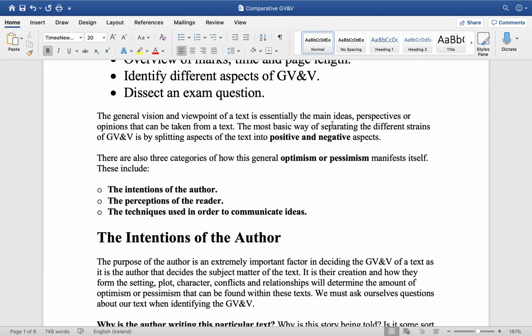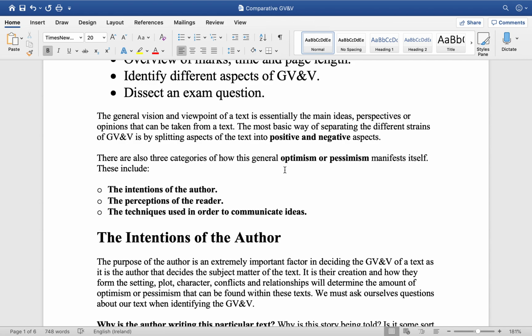Okay, the most basic way of separating the different strains of general vision and viewpoint is by splitting the aspects into positive and negative aspects. So in most general vision and viewpoint questions, it'll be asking you, well, what are the positive viewpoints? What are the negative viewpoints? Is this a positive text? Is it a negative text? Is it optimistic or pessimistic? And how does that manifest itself? How does that come about? How do we know that it's positive or negative?